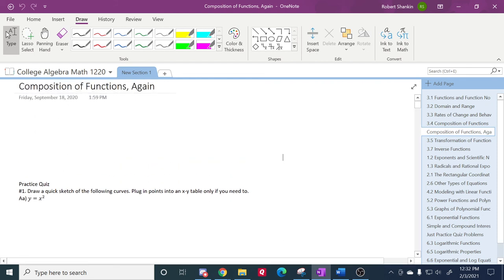Okay, so this first one, A, the sketch will look like this. Y equals x squared. If I need to, I'll plug in points, but I think I can just say, well, when the input is 0, 0 squared is 0. Input is 1, 1 squared is 1, negative 1 squared is 1, 2 squared is 4, negative 2 squared is 4.